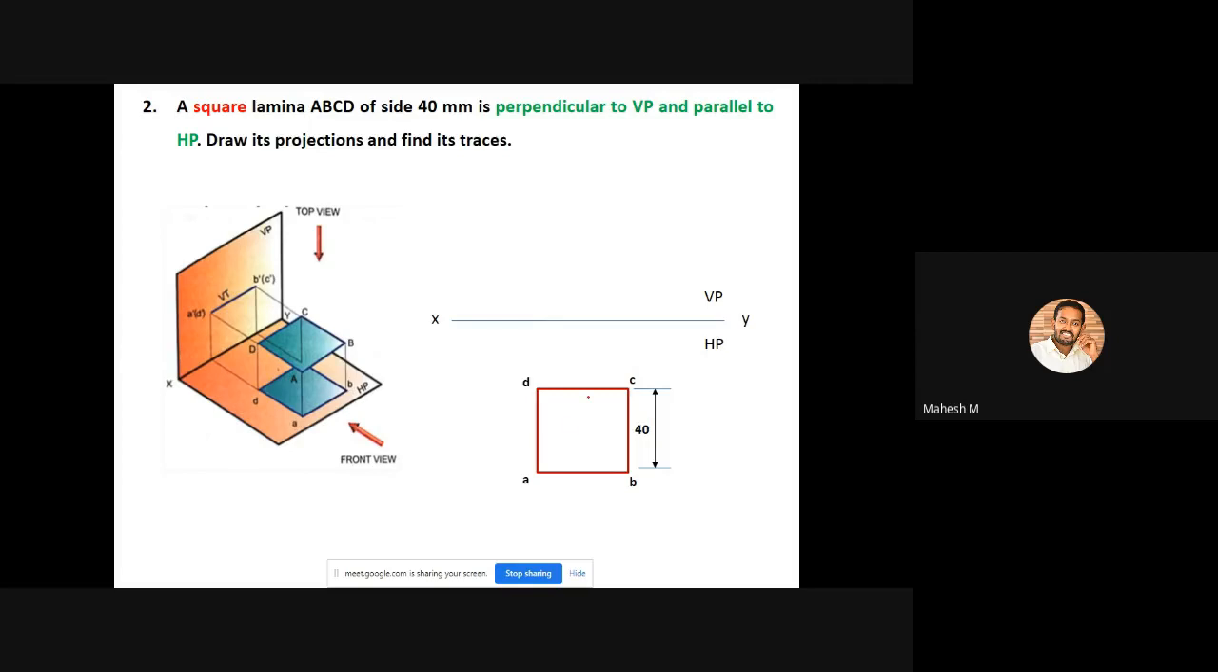So this is our top view. Next you can project this top view to the front view direction, and you can create a horizontal line. So now you have to mark the notations in the front view.